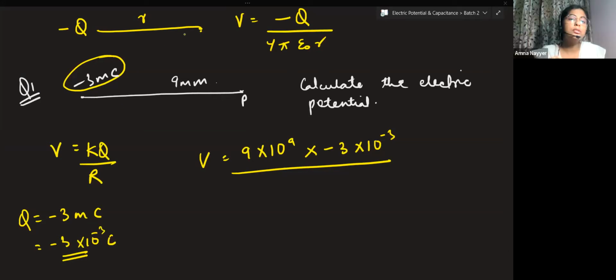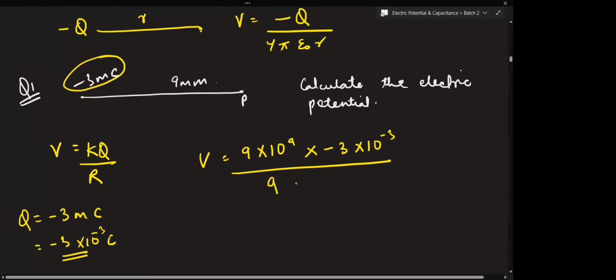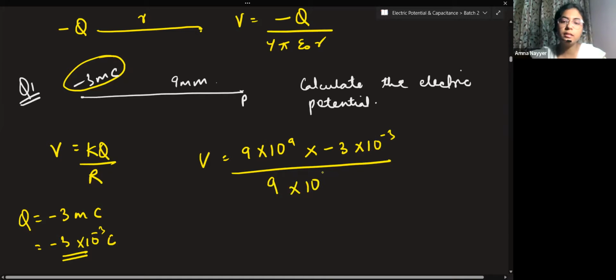Nine mm, correct. So can I write it as 9 mm only, or should I convert it? I'm converting. So what will it be? 9 into 10 to the power... Milli, what do we write?